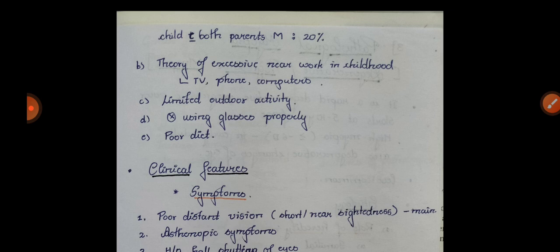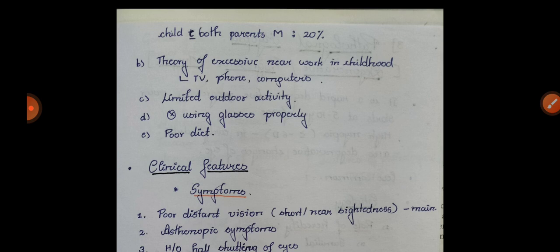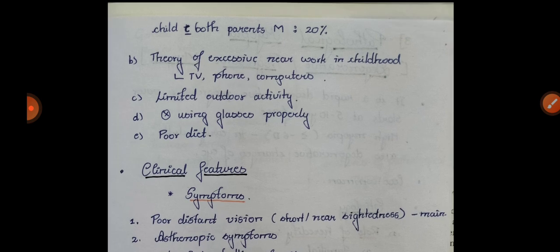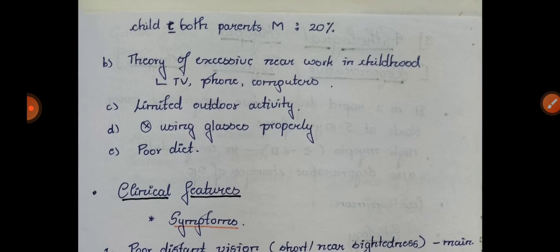Theory of excessive near vision work in childhood, that is TV, phone and computers. Limited outdoor activity, not using glasses properly, and poor diet cause simple myopia or school going myopia.